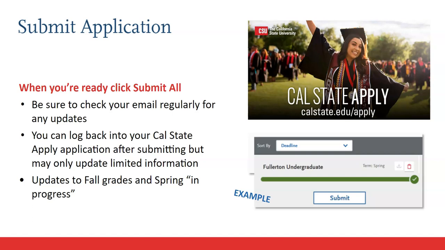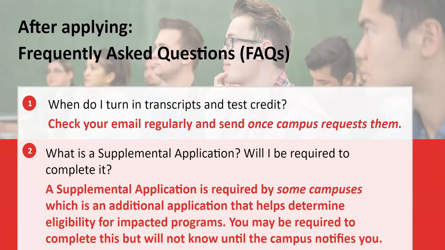This is the screen where you'll say check my fee waiver status, and if you do qualify, you'll get 4 for free. And then once fall grades are posted, you're going to come back in here and update your fall grades and your spring classes. That is very important. So that completes your application.